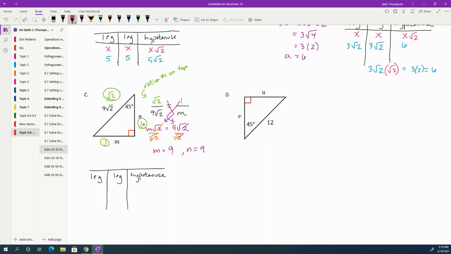Or you can use the table and memorize that a leg is x and a leg is x and the hypotenuse is x radical 2. The cool thing about the table is it's very visual and you might just be able to see the patterns right off the bat.